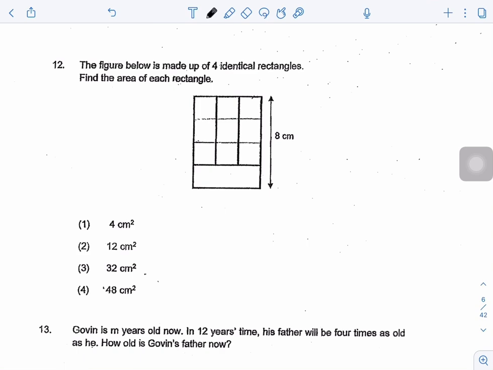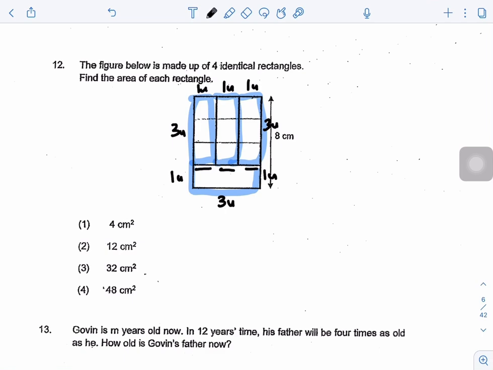Question 12. The figure below is made up of 4 identical rectangles. Now I know it's not very clear, but this is the 4. If the breadth is 1 unit, that means that the length of it is 3 units. This is 3 units, 1 unit, 3 units, 1 unit, because 3 breadths can fit along the length. Find the area of each rectangle.